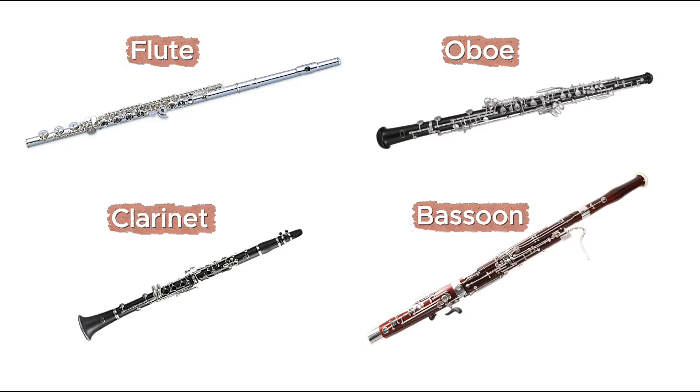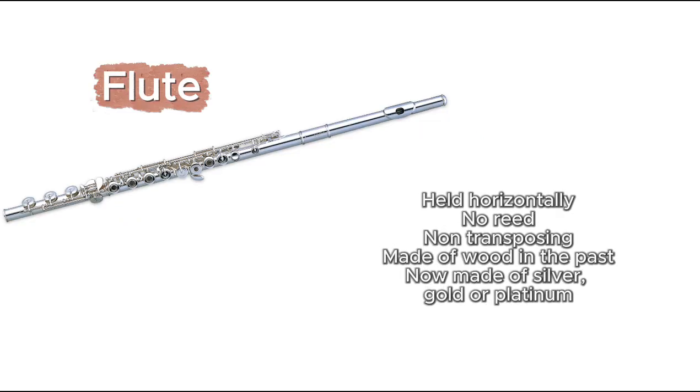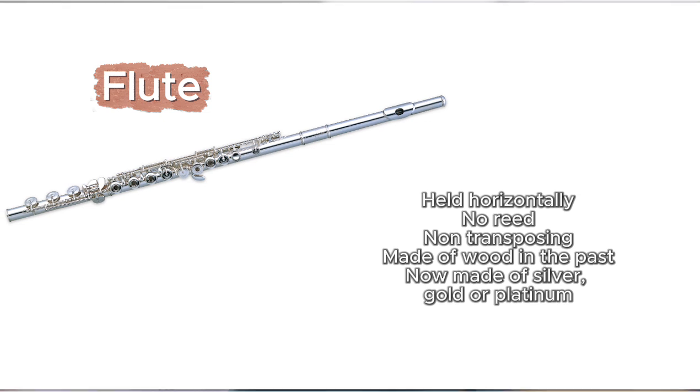Flute, oboe, and clarinet read in treble clef, whereas bassoon reads in bass clef. Flute is played by holding the instrument horizontally. Flute does not have a reed and is the only instrument in the family that doesn't use a reed. It is a non-transposing instrument. While it was made of wood in the past, modern orchestral flutes today are made of silver, gold, or even platinum. Let's hear what the flute sounds like.